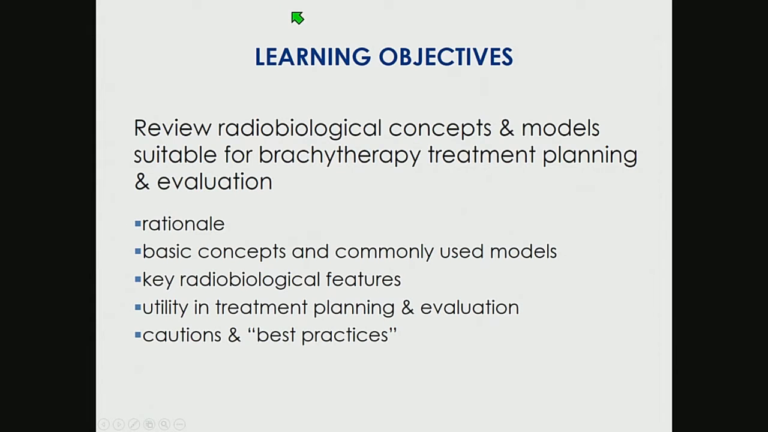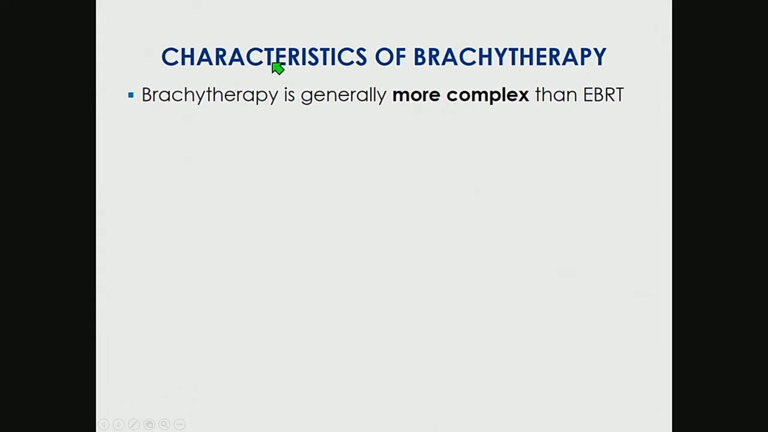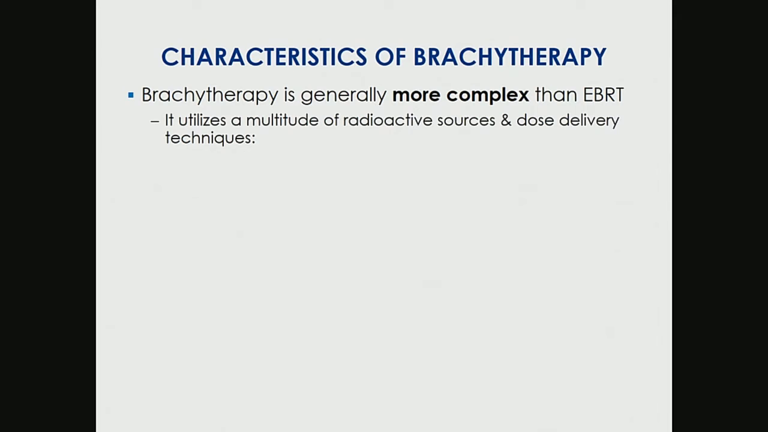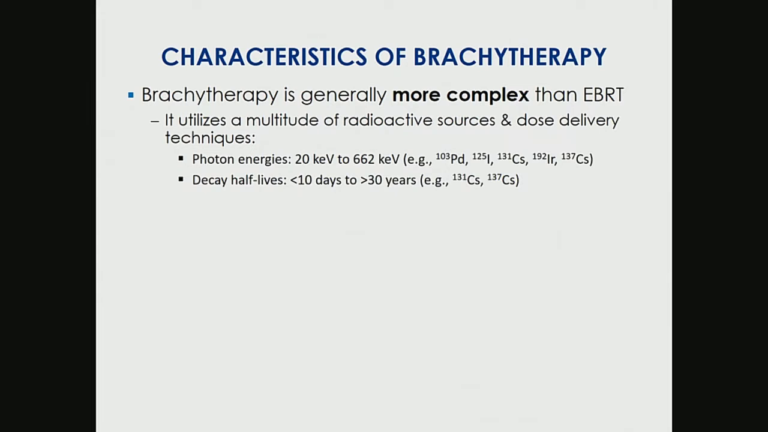So here are the learning objectives. As you know, brachytherapy is generally a little bit more complex than external beam radiation therapy, and lots of sources are used. Photon energies range from 20 keV to, now that cobalt-60 is going to be used in the HDR unit, over 1 MeV. And decay half-lives range from days to over years.